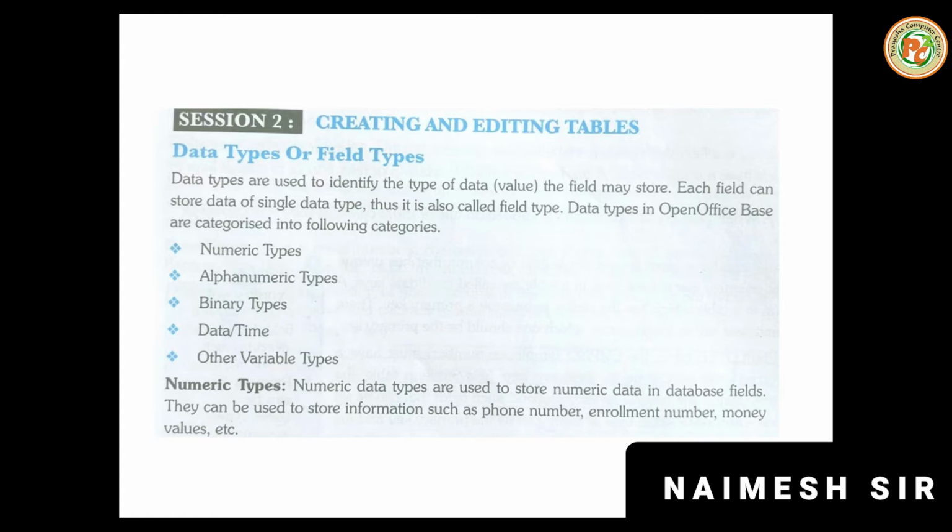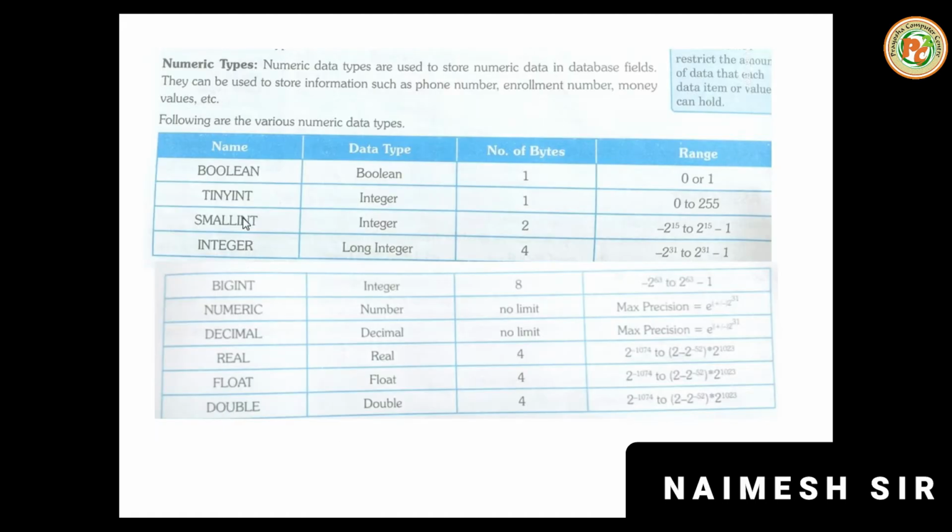Now OpenOffice Base supports numeric data types, alphanumeric data types, binary data types, date and time, and other variable types. Numeric means it can store numbers like mobile numbers, roll numbers, enrollment numbers, and money values. In the numeric data types there are different types, like boolean, which is either true or false, 0 or 1. Then tiny integer, which can store from 0 to 255.